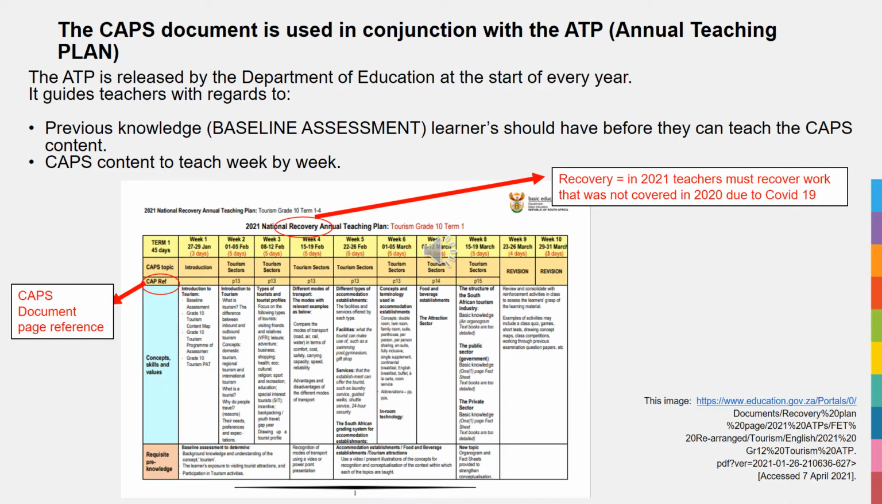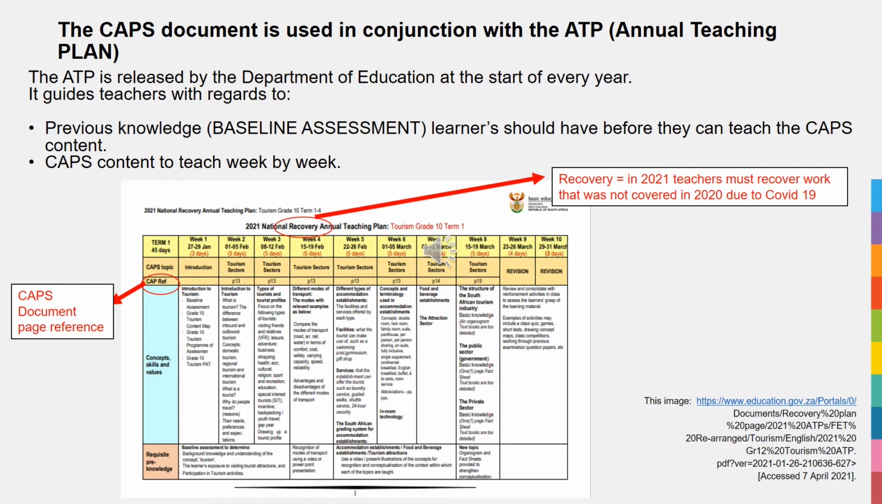Now in the past, we had to use the CAPS document and then do planning for the year. In other words, in term 1, week 1 we're going to do this, week 2 we're going to do that, and that's when we're going to do an assessment. But what the Department of Education has come up with is an ATP, an annual teaching plan. In other words, they tell us exactly what we're going to do in week 1 of the term, and what we're going to do in week 5 of the term.